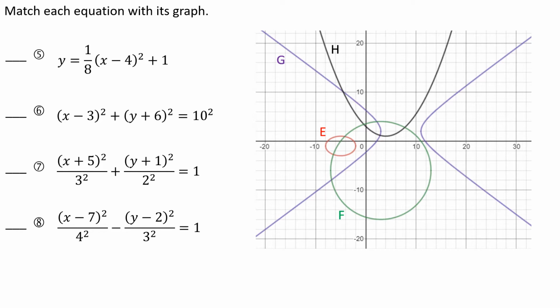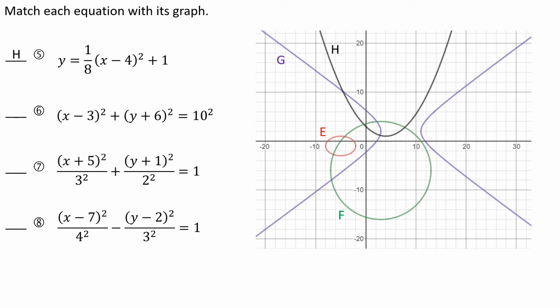Now if I look at the equation, the x minus 4, I've got to think opposite and say, okay, positive 4. I see the plus 1, I say, okay, positive 1. So is 4, 1 the vertex? Yeah, it looks like that parabola has a vertex of 4, 1. So it's a parabola. The vertex is in the correct place. Let's go with H.